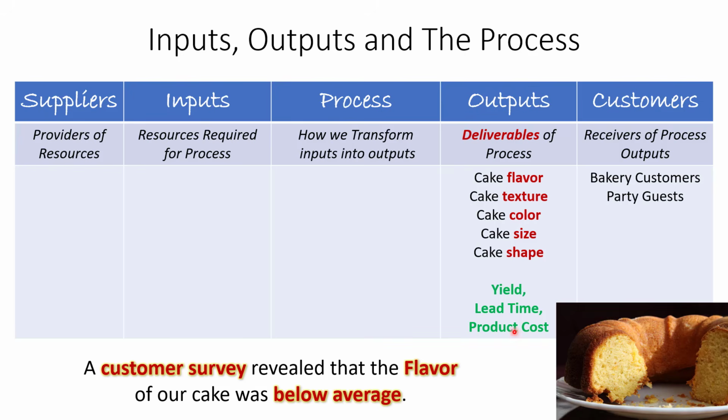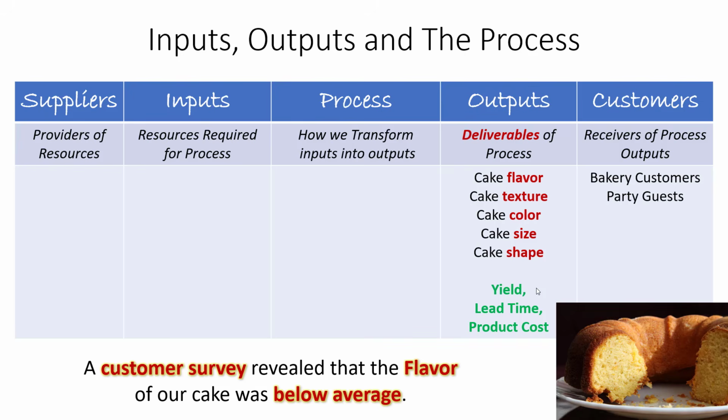But when you're defining your outputs, it goes beyond just quality attributes. Yield matters. If you have to bake 2 cakes to get 1 good cake, that's a problem. Lead time matters. If somebody calls you up and orders a cake and you tell them it's going to be done in 3 months, they're going to take their business elsewhere. Cost matters.